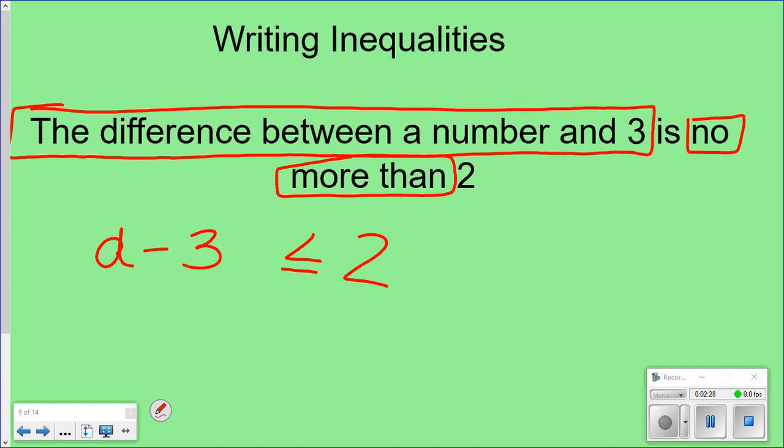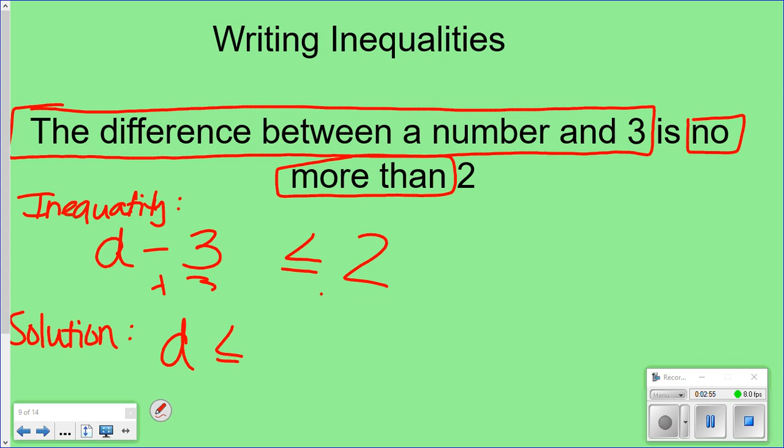Okay. So today, your homework's going to ask you to do 2 things. It's going to give you this, and it's going to ask you to write the inequality, which we just did. Then it's going to ask you for the solution. Now the solution is just solving it. So if I was going to solve this, what would I do next, Matthew? You add 3. Add 3 to both sides, plus 3, plus 3. Well, D is less than or equal to 5. This is the solution. Okay, so it's going to ask you for 2 things: the inequality, which we wrote from this, and then to solve it for the solution. D is less than or equal to 5.